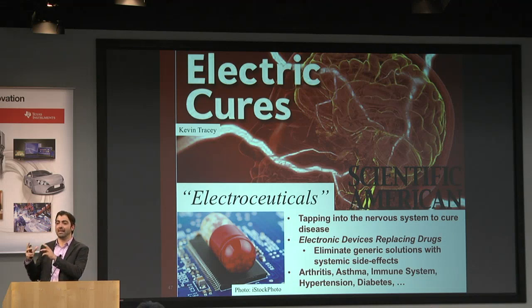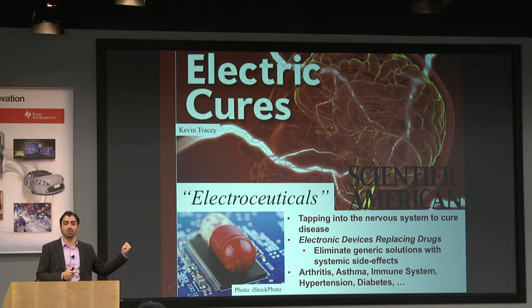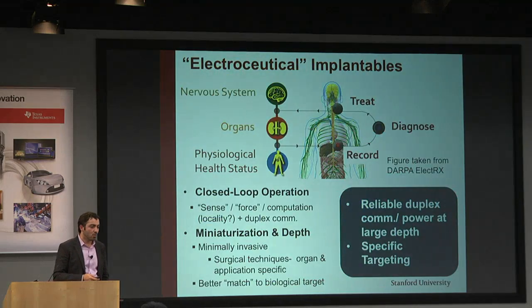We're talking about other organs. We're talking about taking control for hypertension, for different diseases, not just the central nervous system. So what does the system look like from an engineer's point of view? You have three parts: recording, diagnostics, and treatment.